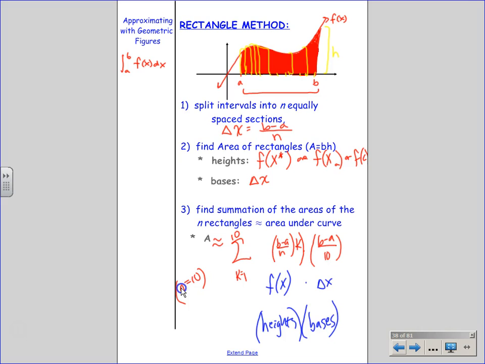The one thing I need to add into my f of x for the heights of each of my rectangles is that I need to start at a plus. There we go. Now I'm going to start at a and go 1 jump to go up to my function, then 2 jumps to go up to my function, and 3 jumps to go up to my function.